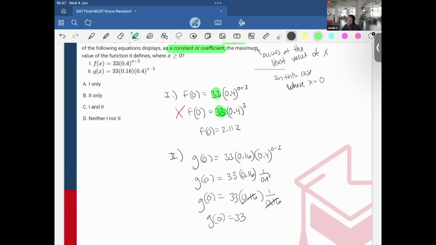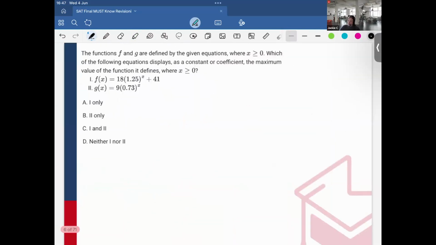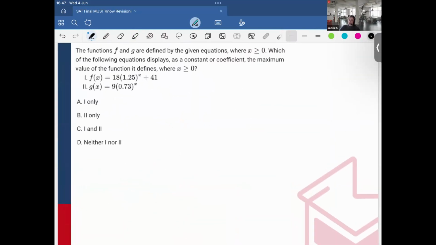And we can see that that's exactly what I want, that it's being displayed as the constant or coefficient, which is 33. So therefore, I can safely say that it's going to be option B, 2 only. How amazing. Let's continue the journey into a similar problem, but different.